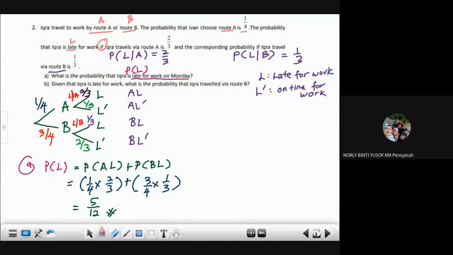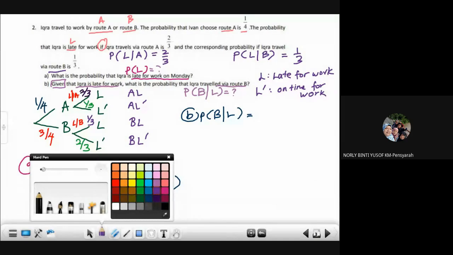Okay, and then for B, ada perkataan given that Ikrar is late for work. So that will be your given probability lah in conditional probability. What is the probability that Ikrar travel via road B? So dekat sini you nak cari probability of B given late for work. Tu yang you nak cari. Satu kena baca soalan tu dengan teliti. Which one already occurred, the event based on conditional probability. So nak cari probability of B given late.